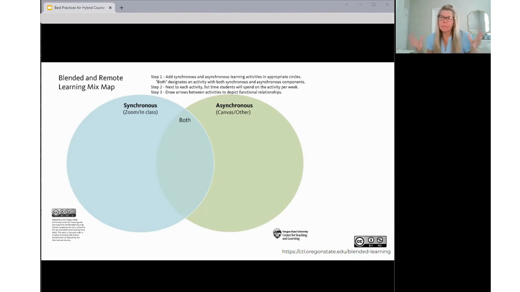So basically, it's a Venn diagram for those of you who know what a Venn diagram is. So you have the synchronous area, the asynchronous area, and then both overlap. And that's really, in this case, it's more of how are these items connected? And do you have a lot of things kind of floating out there by themselves, you know, without any connection?